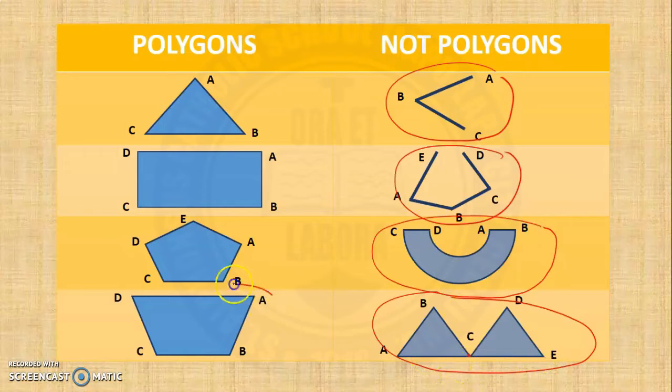Now, let's look at this example. As you can see, all the endpoints were connected only by two line segments. For point B, we have BA and BC. For point C, we have CD and CB. And the rest will follow. Okay, so these are some examples of polygons and not polygons.